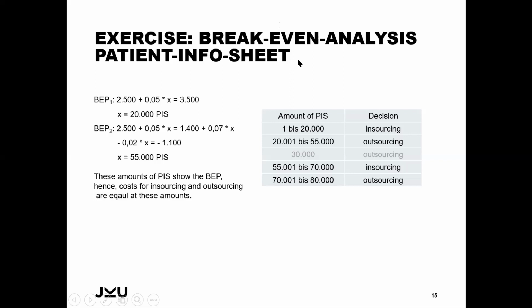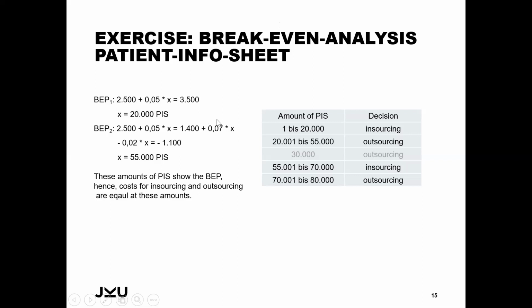Here we have the cost functions, and we calculated those. 2,500 plus 5 cents times X equals 3,500. This calculation gives us an X of 20,000 patient information sheets.